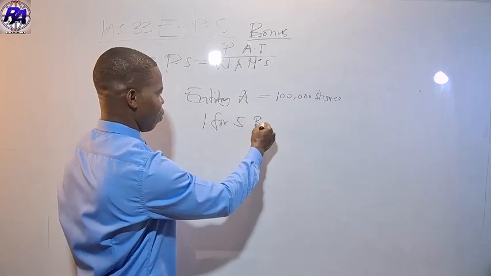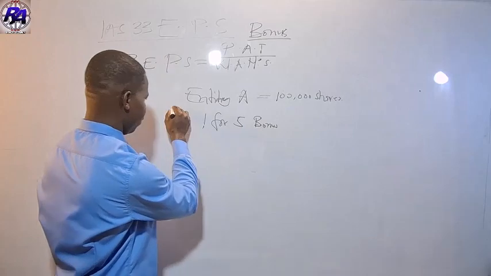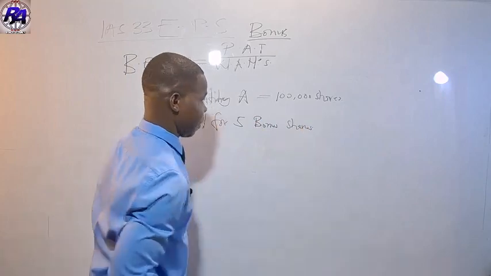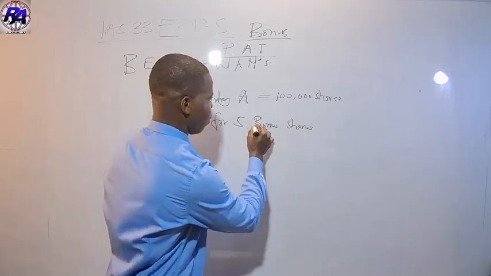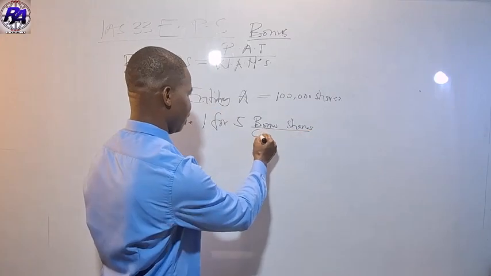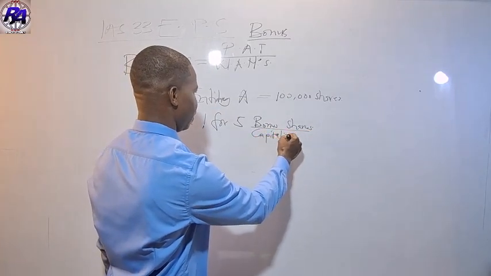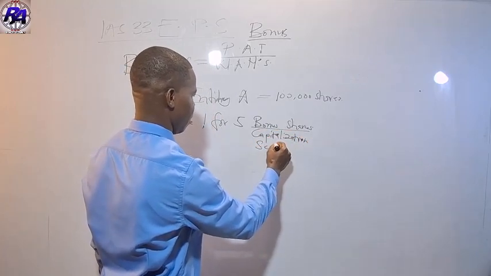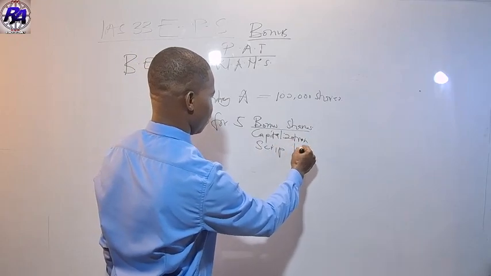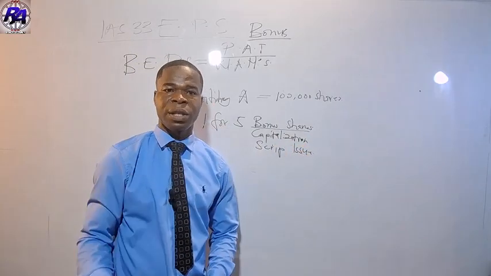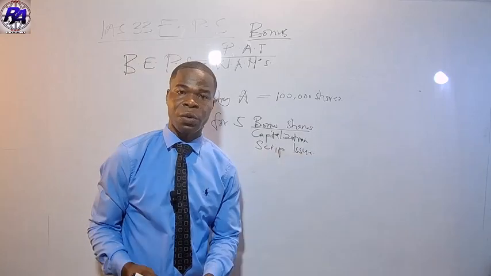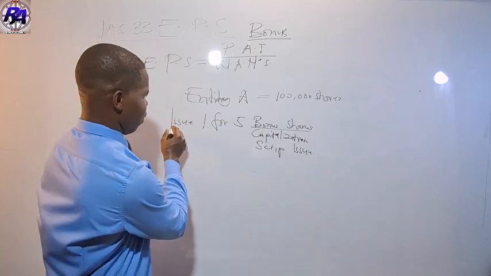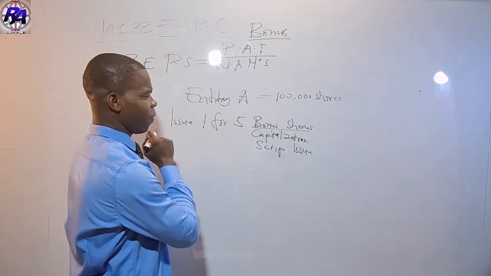Entity A is capitalized with 100,000 shares, and then during the period, entity A issues 1 for 5 bonus shares. Like I stated earlier on, bonus shares are also known as capitalization issue. We can also call them scrip or scrip issue. So if you see in your questions capitalization issue or scrip issue, they are referring to bonus issue. Don't be confused.